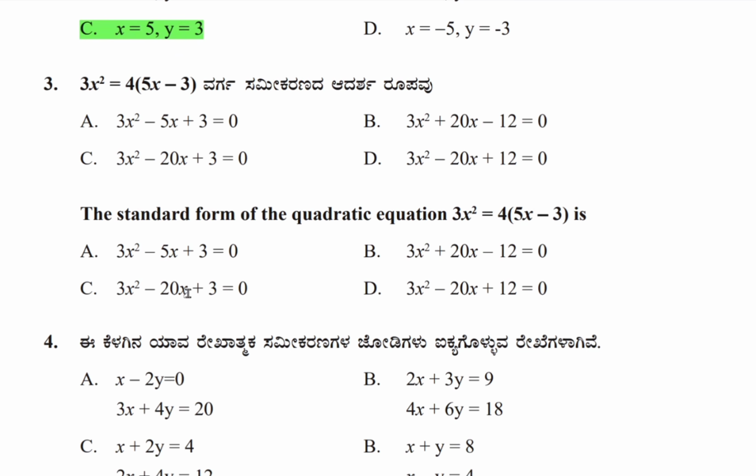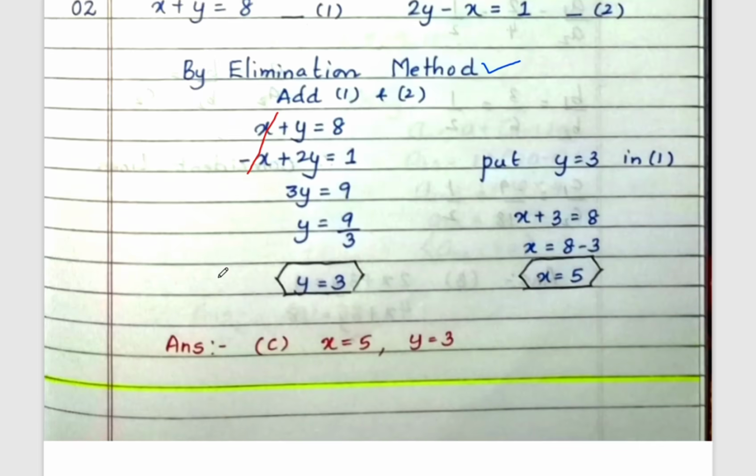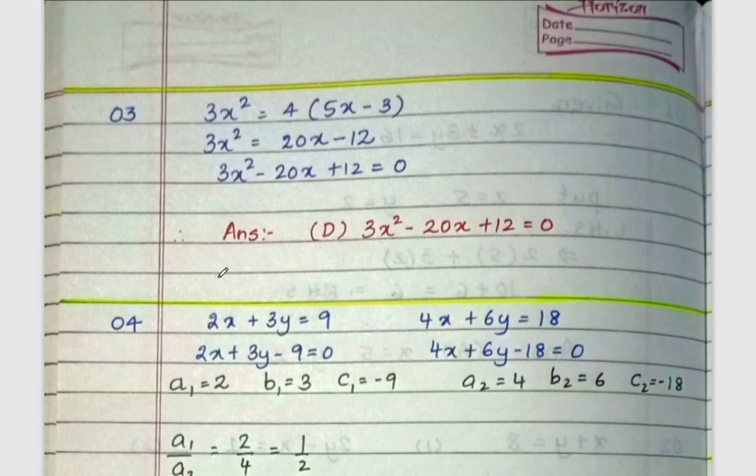Question 3. The standard form of the quadratic equation 3x square equals 4 times 5x minus 3 is. The given equation is 3x square equals 4 times 5x minus 3. Now multiply 4 times 5x, we get 20x. In the same way, 4 times 3 is 12, plus into minus is minus.